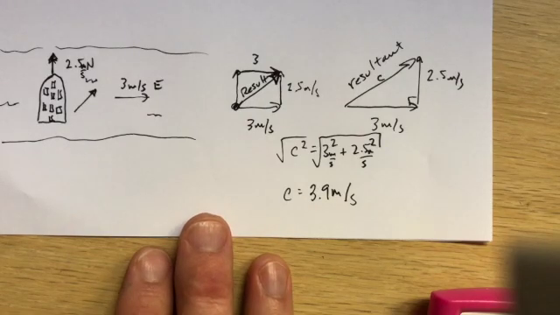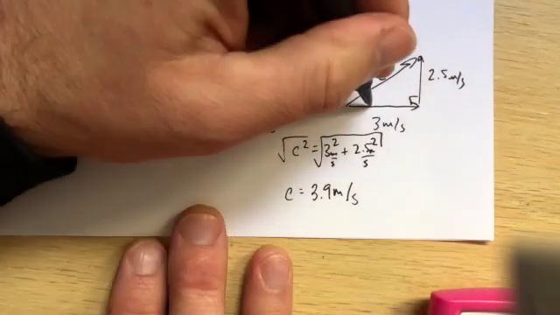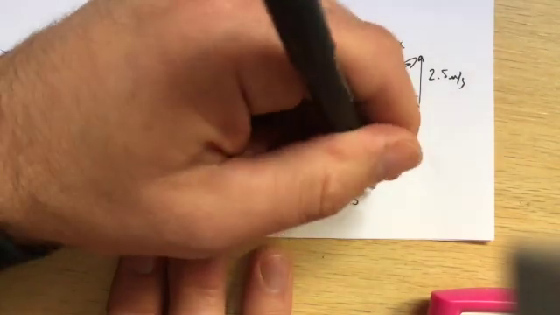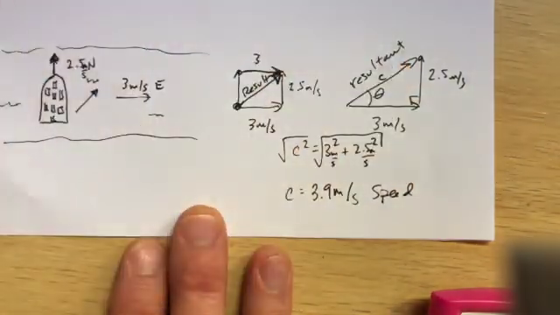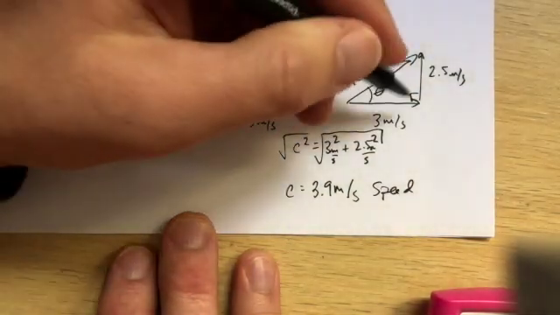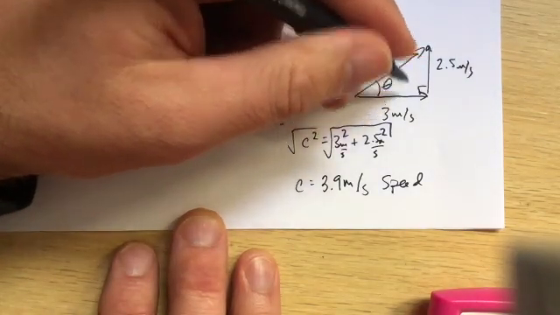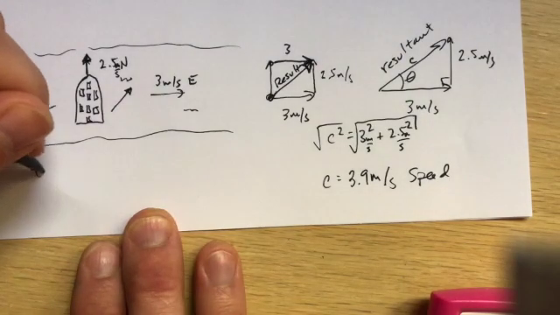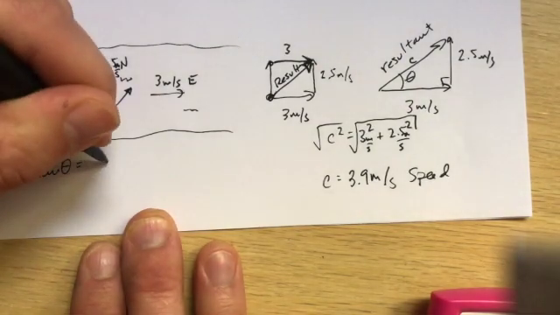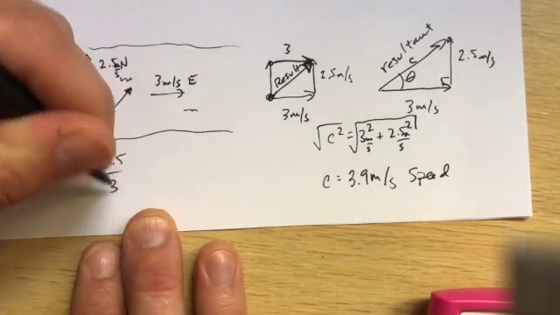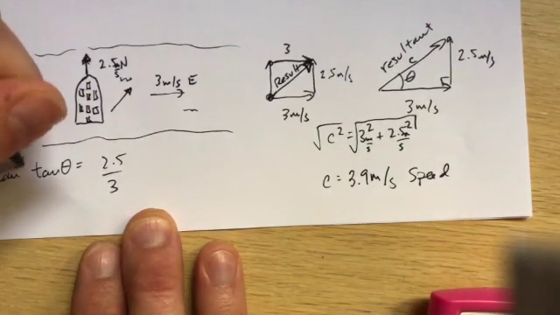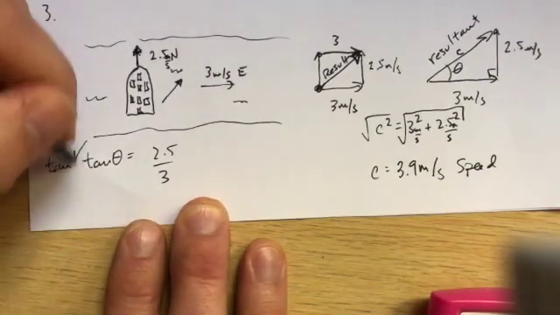All right. And the other question though is, what is the angle? It says, what's the velocity? So this is our speed, and for velocity, we also need a direction. So if I look at this triangle, I have the opposite and the adjacent side. That's tangent. So if I go tangent of theta equals 2.5 over 3, and then take the inverse tangent of both sides.